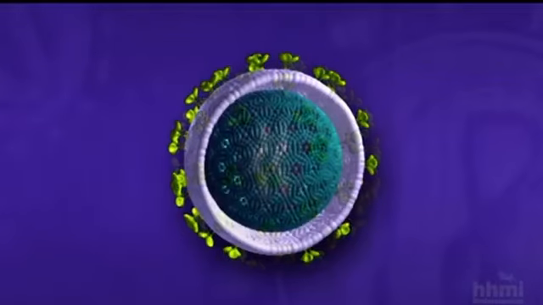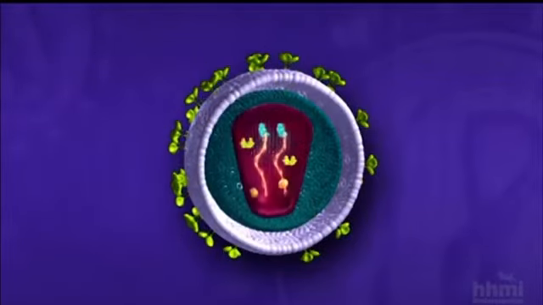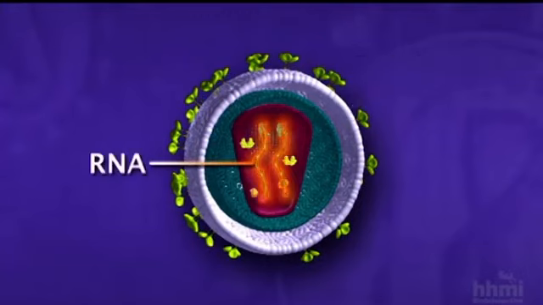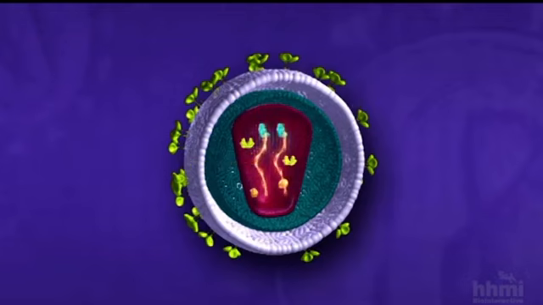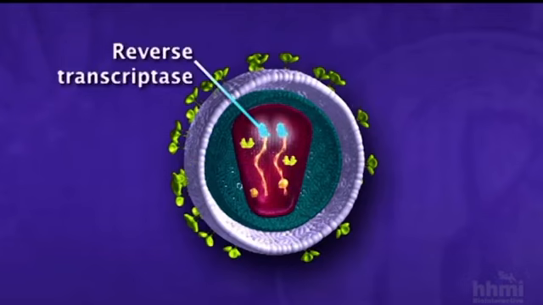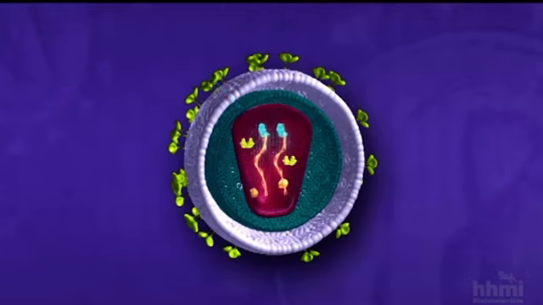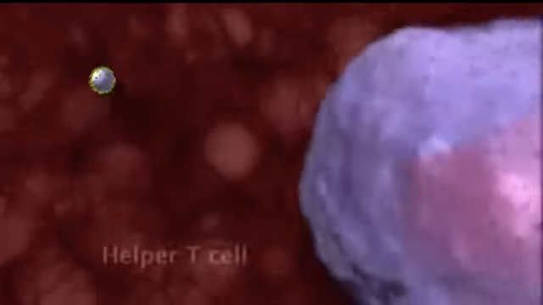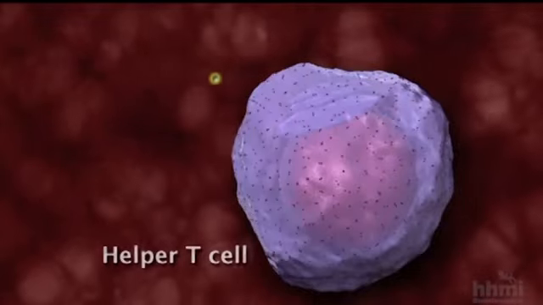So this is HIV. It's a typical retrovirus, meaning that it has an outer envelope, and in the center it has 2 copies of RNA, as well as an enzyme here in blue that's reverse transcriptase, which will ultimately turn that RNA into DNA.